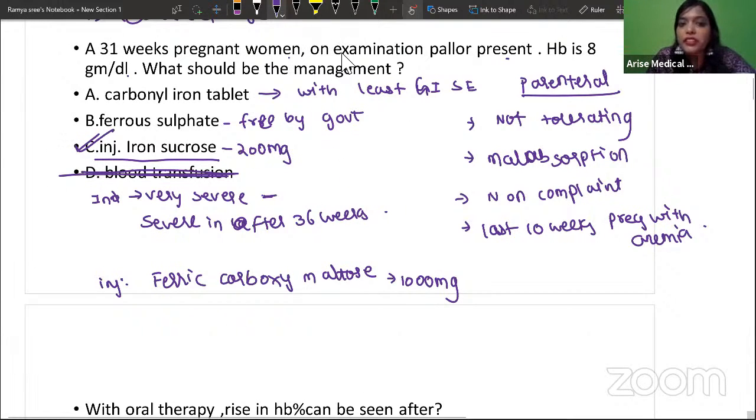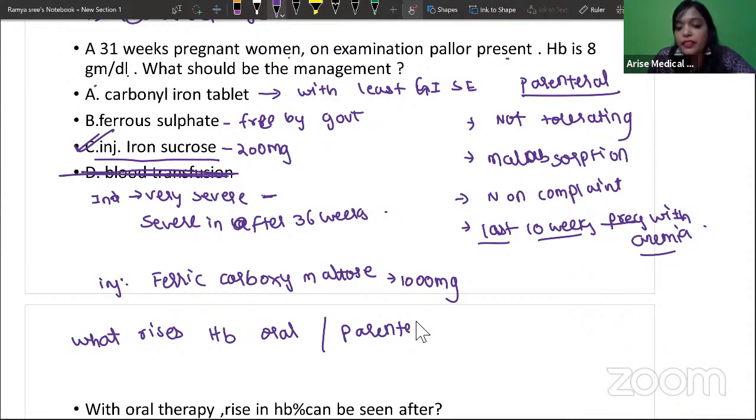Okay, now coming back to our question. You should ask me, why are we going with injection iron sucrose? I have the answer here. Last 10 weeks of pregnancy with anemia. Now, I would like to ask you why, in the last 10 weeks of pregnancy with anemia, we are going for parenteral therapy. Why not oral therapy? What raises the hemoglobin faster? Is it oral or parenteral?